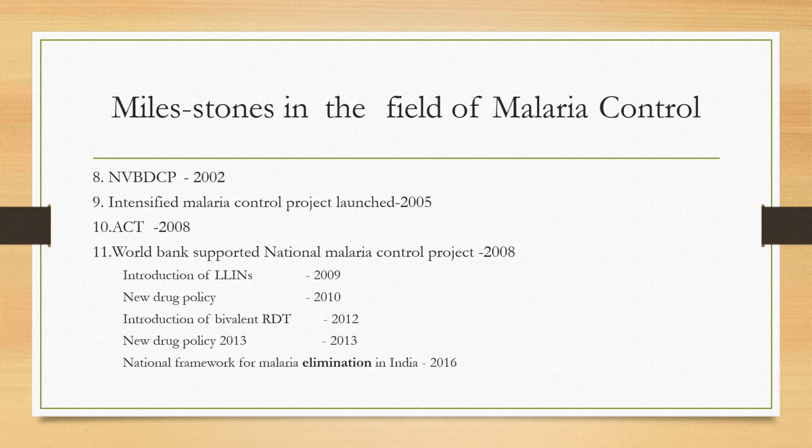Then other minor components such as long-lasting insecticide-treated bed nets were introduced in the program in 2009. Then there was a new drug policy for malaria in 2010. Then introduction of bivalent rapid diagnostic test kits in 2012. New drug policy for malaria was launched in 2013, and currently we have the national framework for malaria elimination in India, which was launched in 2016 with the aim to eliminate malaria by 2030. So now we have all the three: malaria control program, eradication program, and elimination program. And it is more important for you, friends, to understand the difference in control, elimination, and eradication.